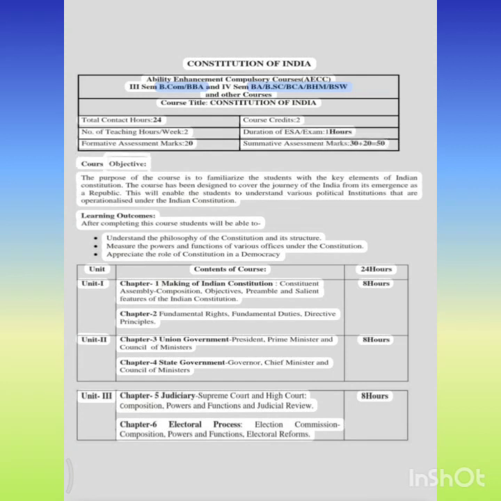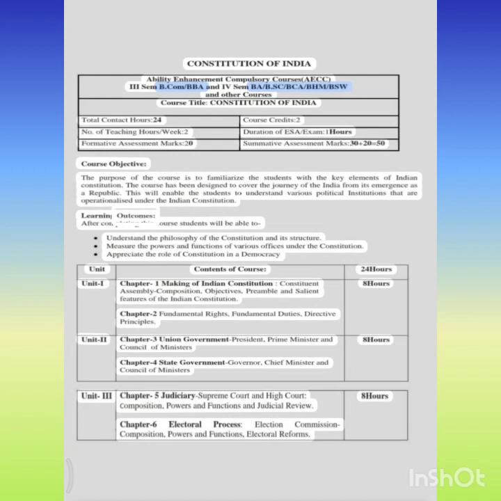Course objective. The purpose of the course is to familiarize the students with the key elements of the Indian Constitution. The course has been designed to cover the journey of India from its emergence as a republic. This will enable the students to understand various political institutions that are operationalized under the Indian Constitution.